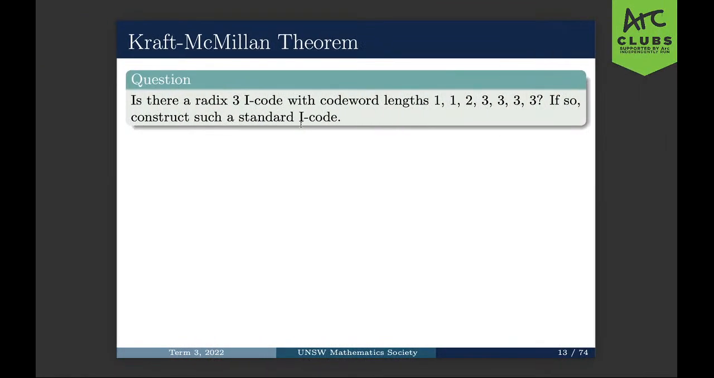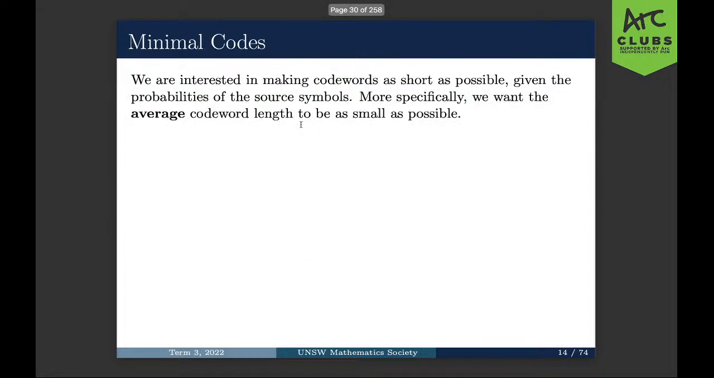Okay. So yeah, there's that. All right, so we were trying to talk about efficiency, or compressing messages to shorter lengths. And so yeah, that's the point. We were interested in making code words as short as possible, given the probabilities of the source symbols. And the more precise way of saying that is that we want to reduce the average code word length down to a minimum.